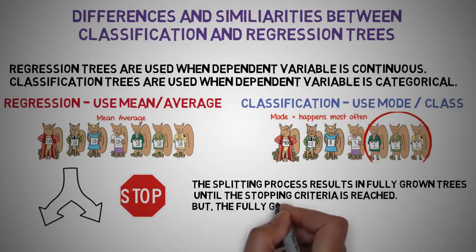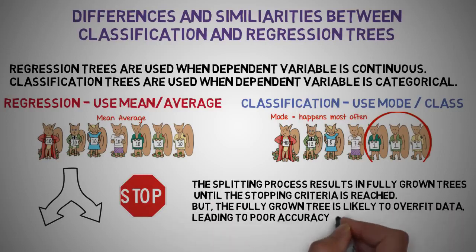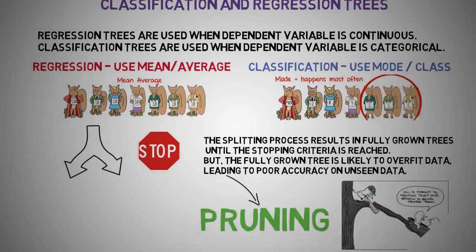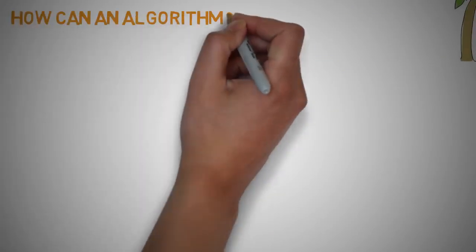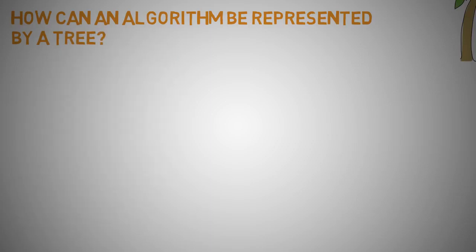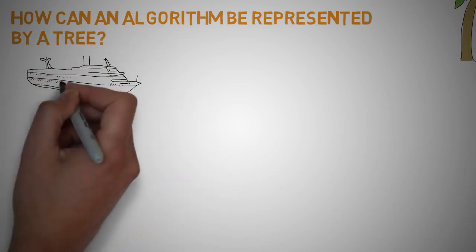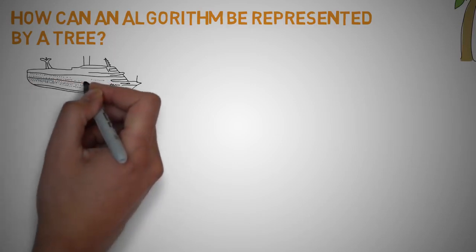But the fully grown trees is likely to overfit data, leading to poor accuracy on unseen data, and this brings pruning. Pruning is one of the techniques used to tackle overfitting. We'll learn more about it in future lectures. So how can an algorithm be represented as a tree? For this, let's consider a basic example that uses the Titanic dataset for predicting whether a passenger will survive or not.